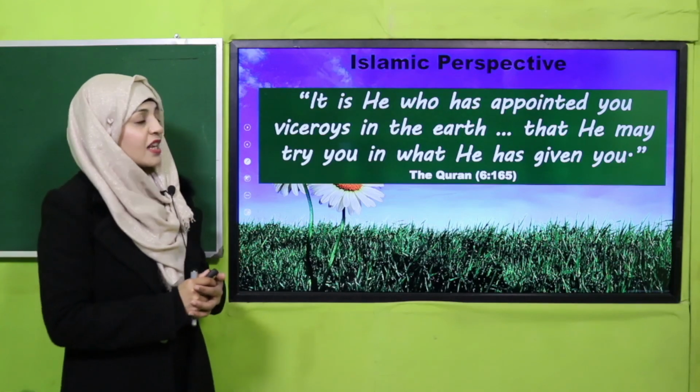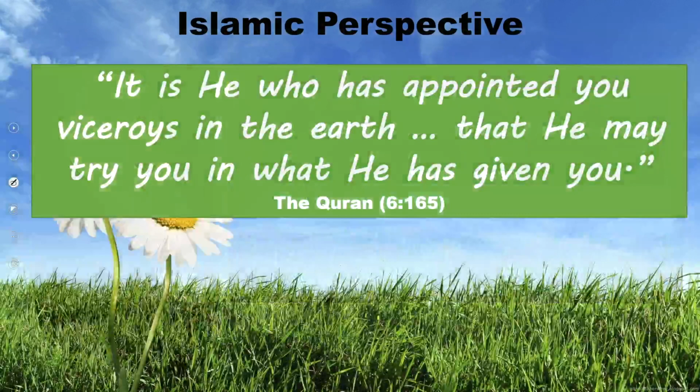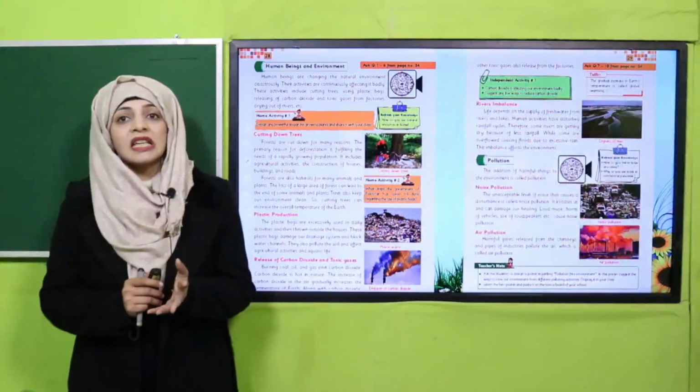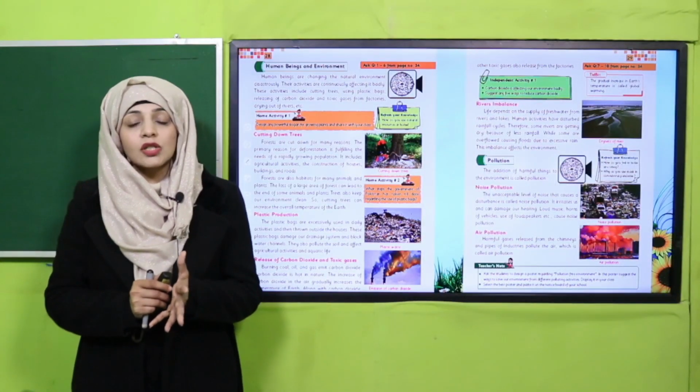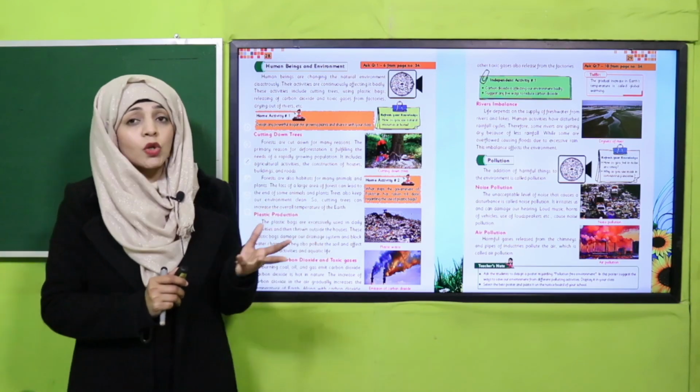So my dear students, let's quickly look at the Islamic perspective first, which is related to the objectives of this unit. It is He who has appointed you viceroys in the earth, that He may try you in what He has given you. There is not an animal that lives on earth, nor a being that flies on its wings, but they form communities like you. Nothing have we omitted from the book, and they all shall be gathered to their Lord in the end. So my dear students, these were the Islamic perspectives which are related to the student learning outcomes.